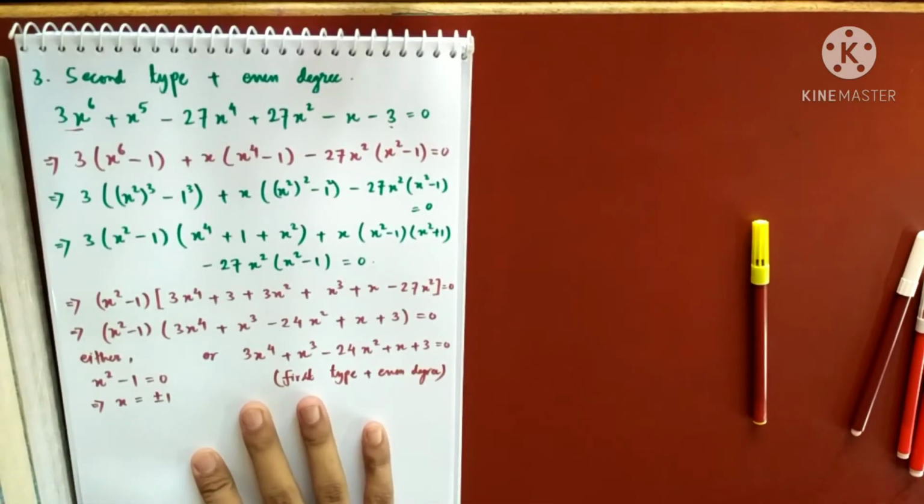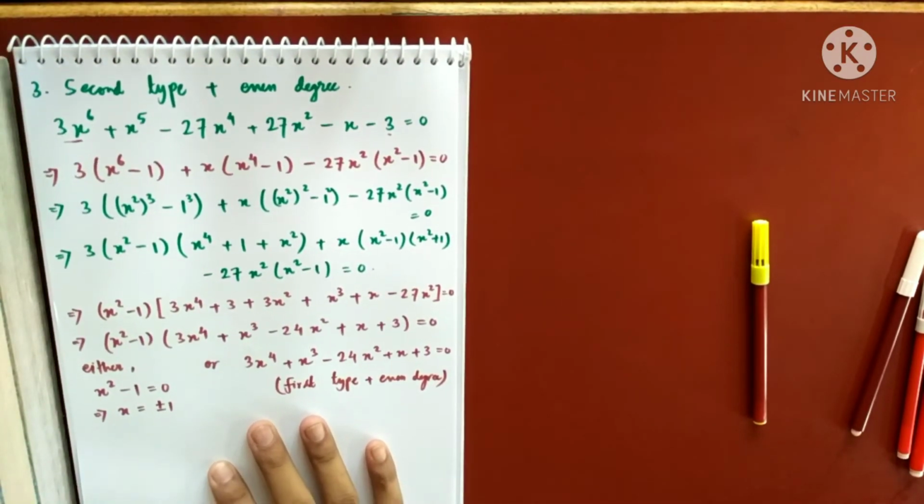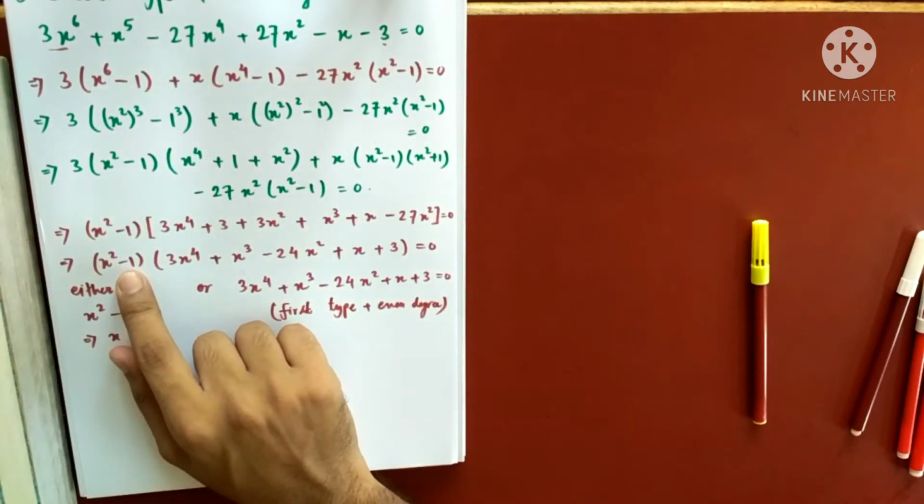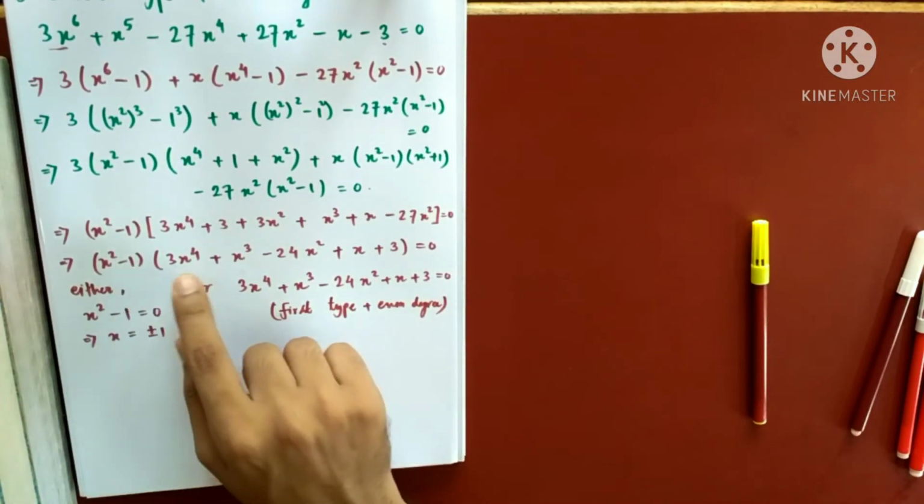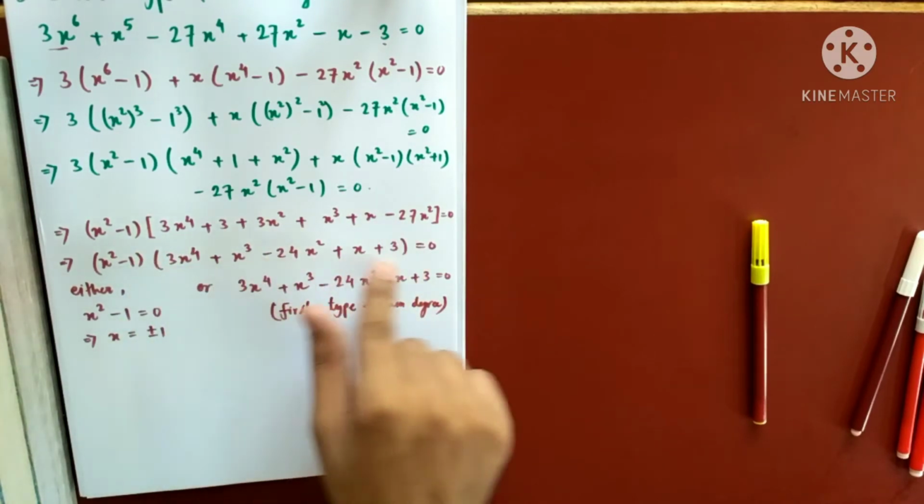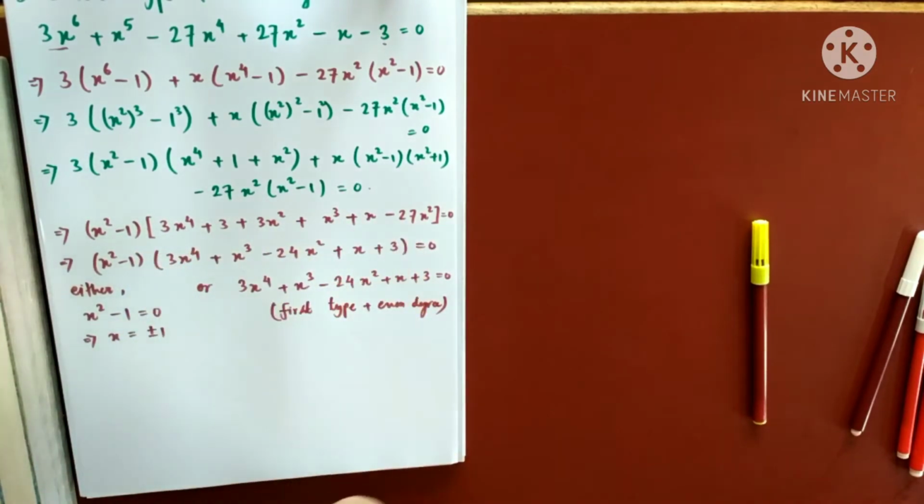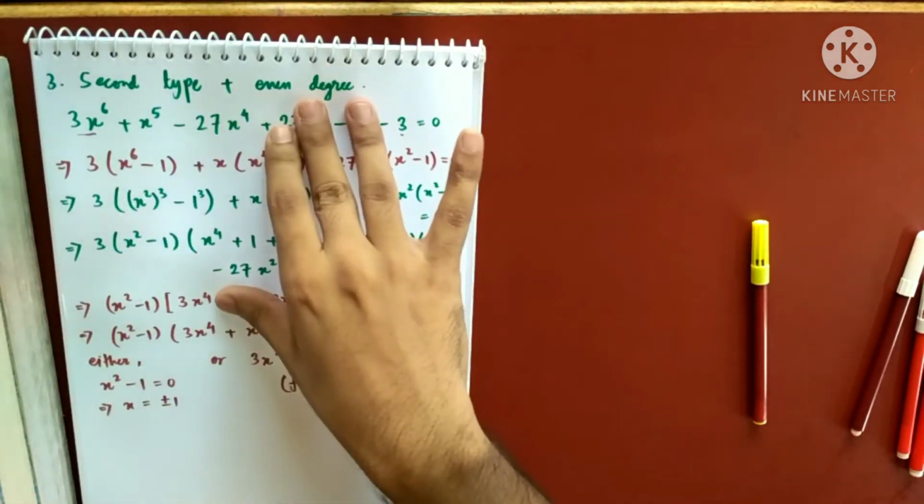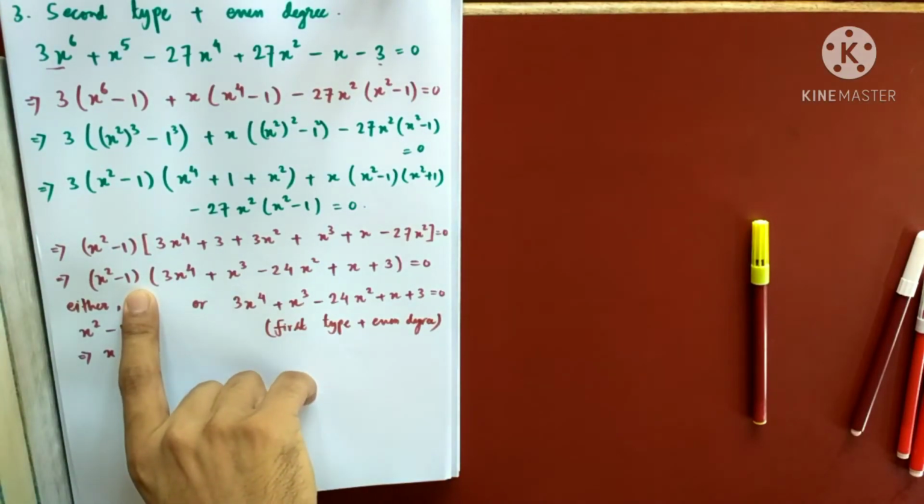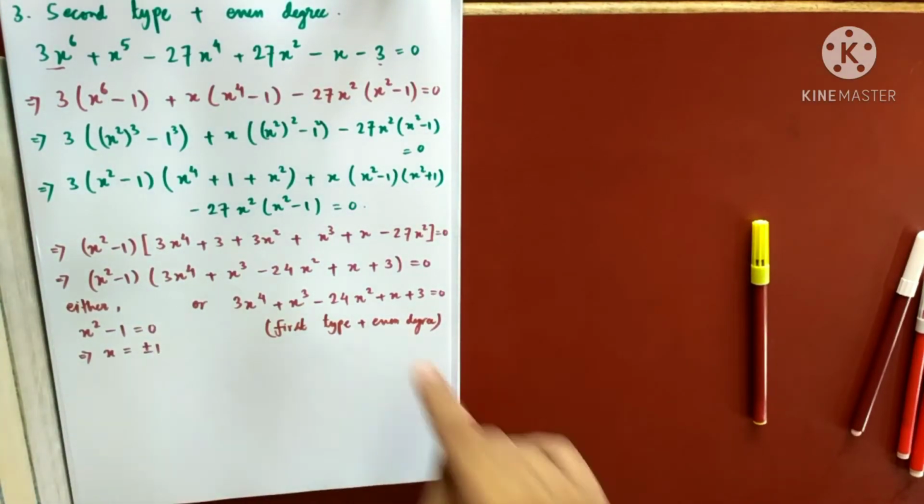Whenever it is of second type and even degree, you remember x square minus 1 will always be a factor, and then whatever you get here will be of first type and even degree. So hence you can solve it. When it is already of first type and even degree, we have a technique to solve. First type and odd degree, what to do? Minus 1 is always a root and it will again be reduced to first type and even degree. When I have second type and even degree, x square minus 1 will always be a factor, so it can be reduced again to first type and even degree.